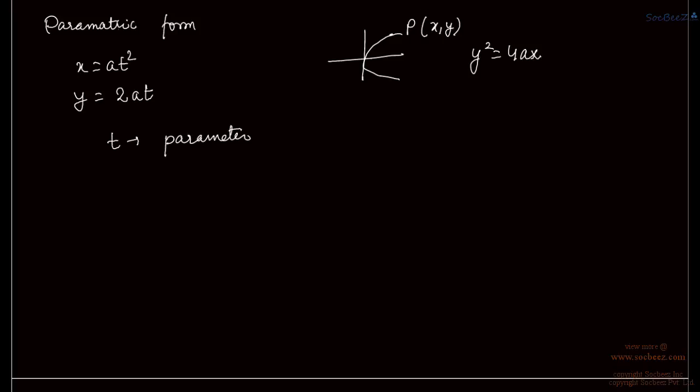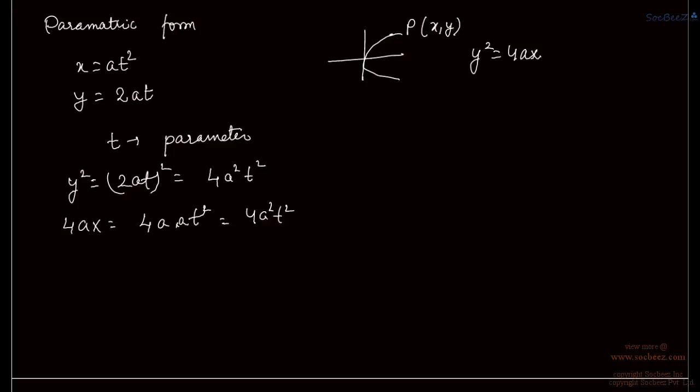So as t varies, we get point x as well as point y, and this satisfies y square is equal to 4ax. So see, y square is equal to (2at) square, which is 4a square t square, and 4ax is also 4a times at square, which is 4a square t square. So as t varies, we get point x and y such that y square is always equal to 4ax. So with the variation of parameter t, we get a locus. So this is a parametric form.